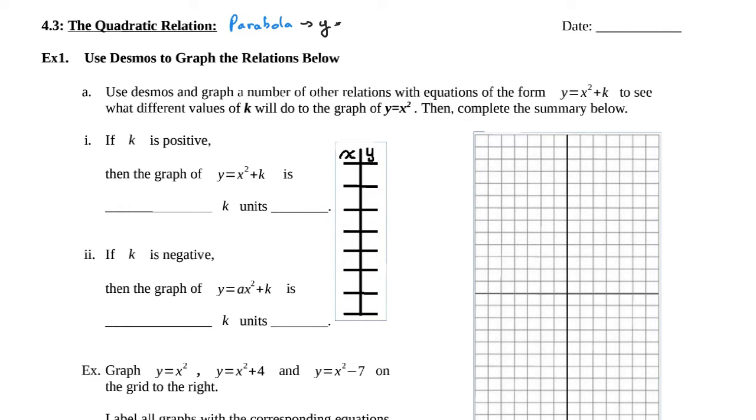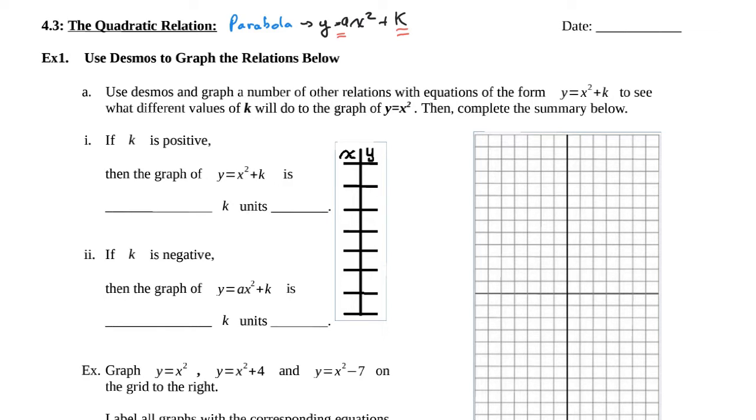y is equal to ax squared plus k. All right, we're going to identify what the a value is and what the k value is, and we're going to try and identify what it actually does to the graph of the parabola, what the a value does and what the k value does.